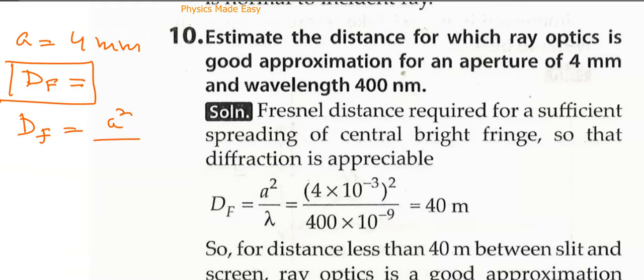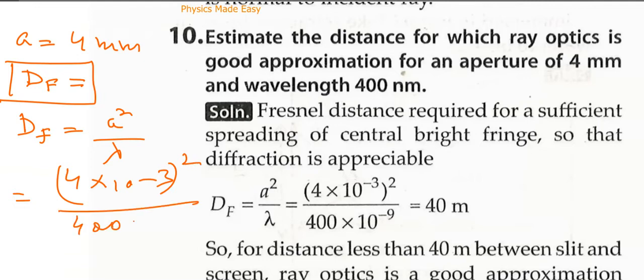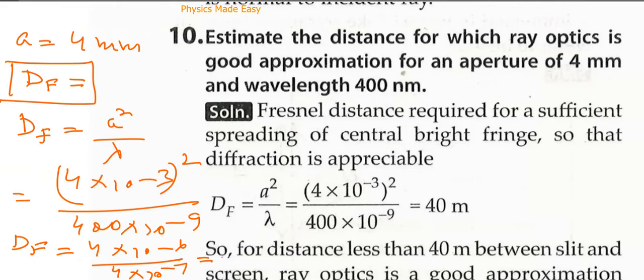And now let us see the formula for DF. Fresnel distance is aperture width square divided by lambda. Aperture has been given to be 4 mm, 4 into 10 raised to power minus 3 whole square divided by lambda. This is 400 nanometers. And from here you can make calculations and you can find out 4 into 10 raised to power minus 6 divided by 4 into 10 raised to power minus 7, this is 40 meters.